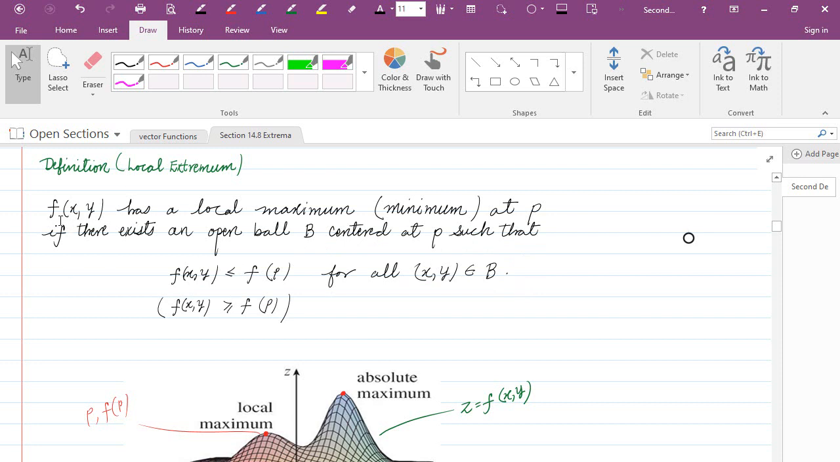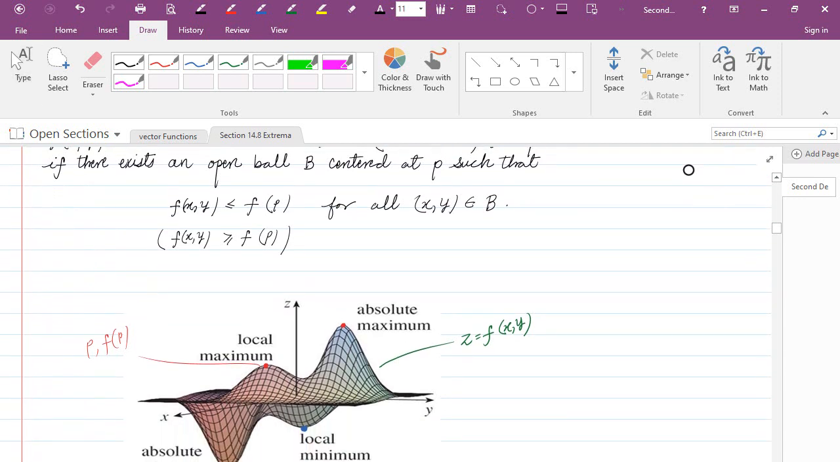On the other hand, we can define the local minimum in a similar way. So f of x, y has a local minimum at the point P if there exists an open disk or ball B centered at P such that f of P is less than f of x, y for any x, y in B.